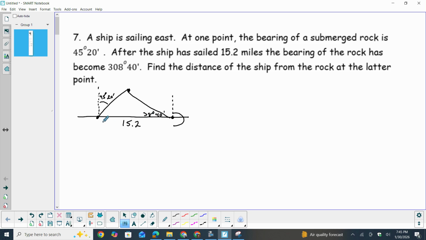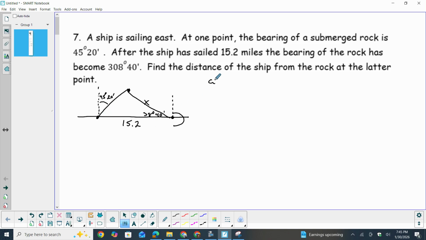What do I want to find? The distance from the rock to the ship at the latter point. I need this side right here. We'll call that X. In order to use the law of sines, I must know a side and an angle across from it. I know this side length only, so I'd have to know this angle in order to use law of sines. In order to use law of cosines, I would need side, angle, side, right?